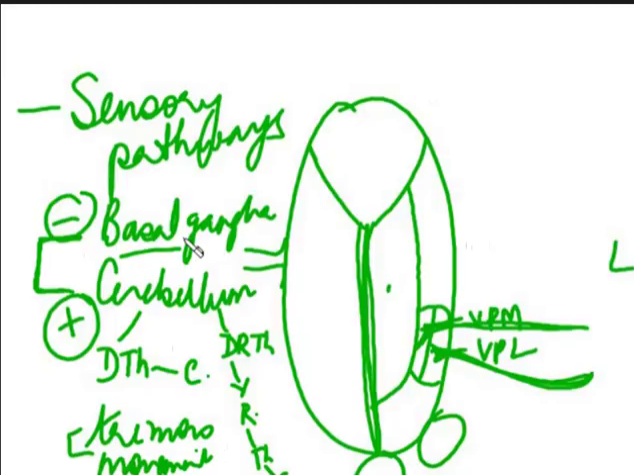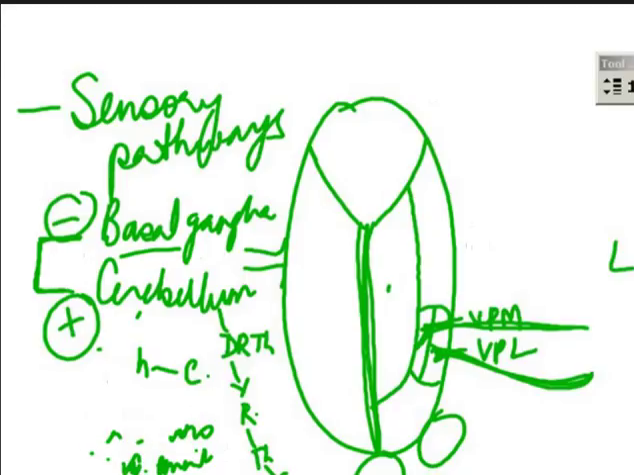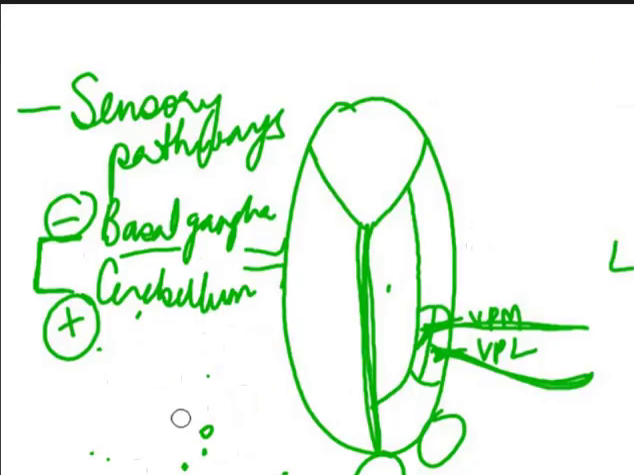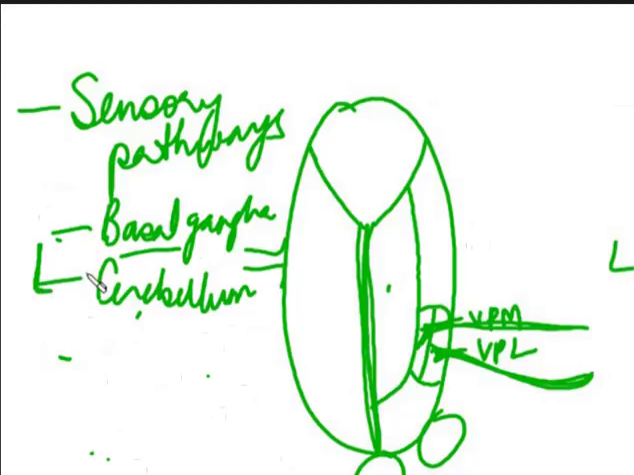So here, let's erase all of this, so that we come back to the connections of the thalamus. We said it had connections with the basal ganglia and with the cerebellum. So these ventral tier of nuclei have connections with the basal ganglia, and then we have connections with the cerebellum.